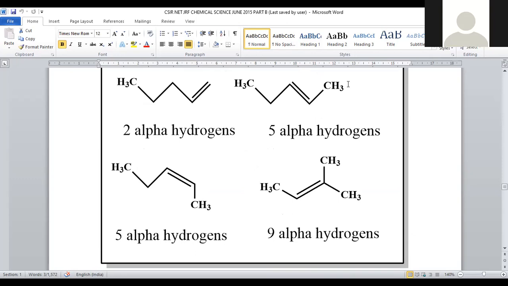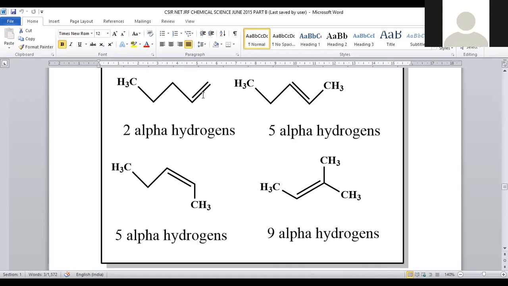Let us compare all the alpha hydrogens present in the compound. The number of alpha hydrogens is equal to the number of hyperconjugative structures. The more the number of hyperconjugations, the more the stability. The more the hyperconjugation, the lower the heat of hydration. That is the relation. First, let us predict alpha hydrogens.